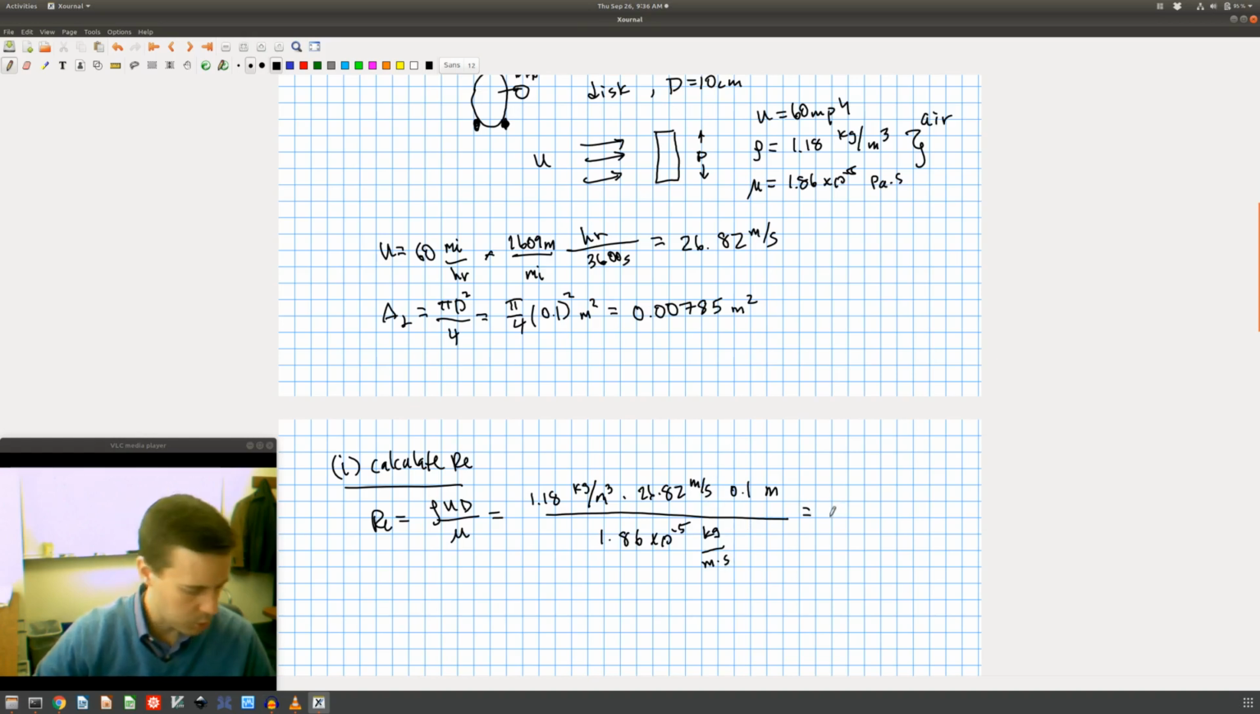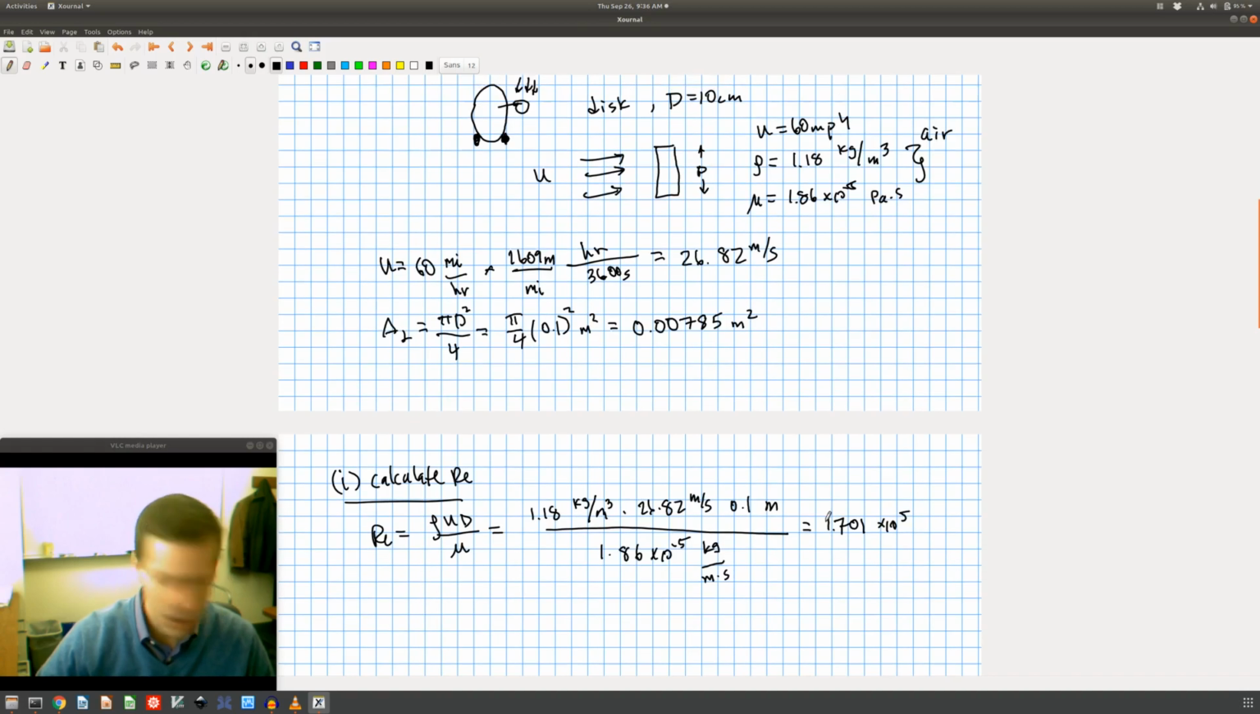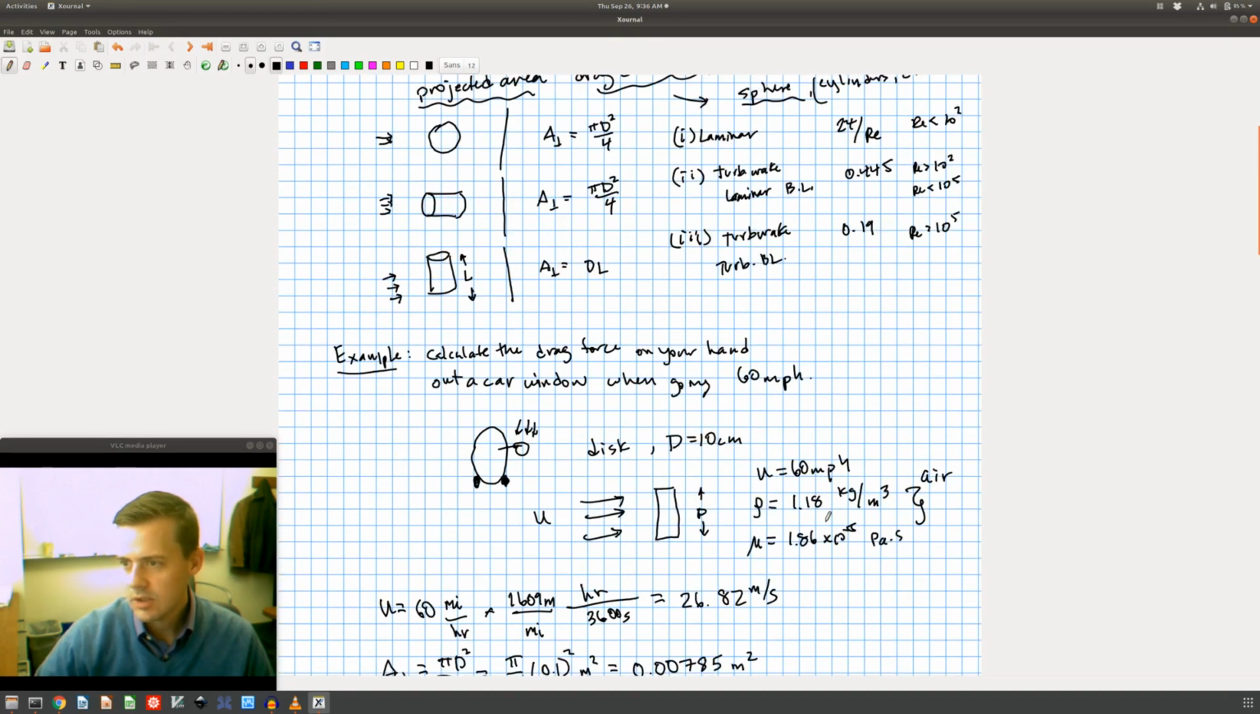Okay, so plugging that all in, I get a value of 1.701 times 10 to the 5th, no units, right? 1.7 times 10 to the 5th. Okay, so what region is that in? This is in region 3, turbulent wake, turbulent boundary layer. So we need to look up in our book what it is for disk.